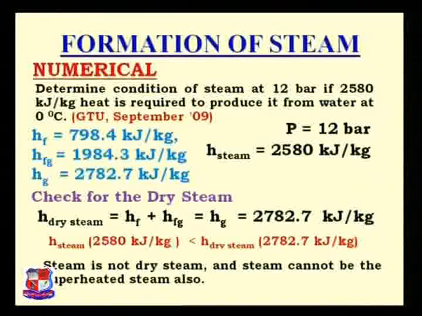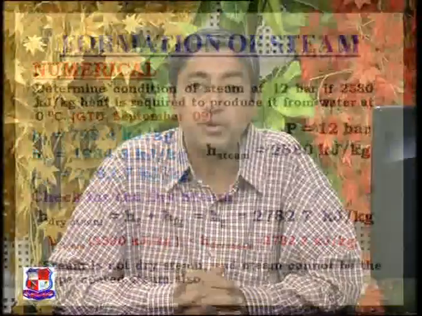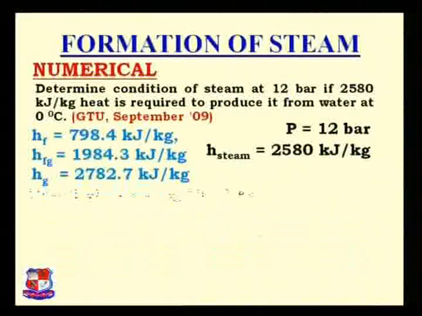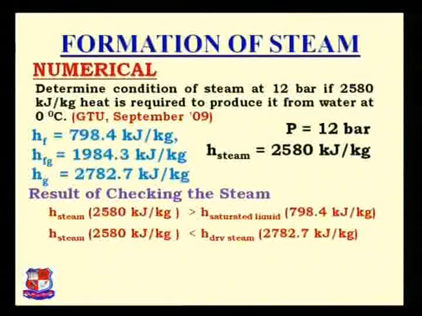Another thing, as the steam has not reached the dry steam, it will not be the superheated steam also. It means the first possibility is saturated liquid, which is not there. Wet steam we have bypassed. Third is the dry steam, and the enthalpy of steam given is less than the enthalpy of dry steam, so it is not a dry steam also, and if there is no dry steam, then it cannot be the superheated steam also.